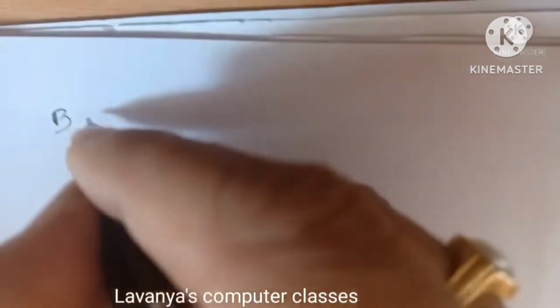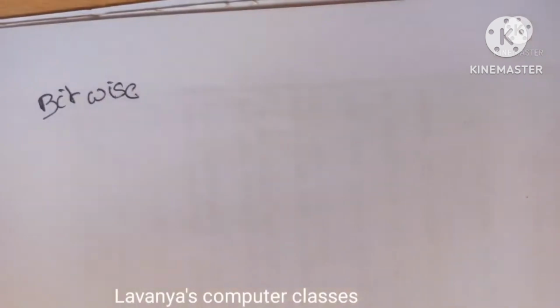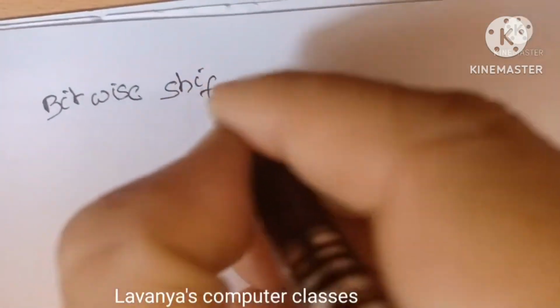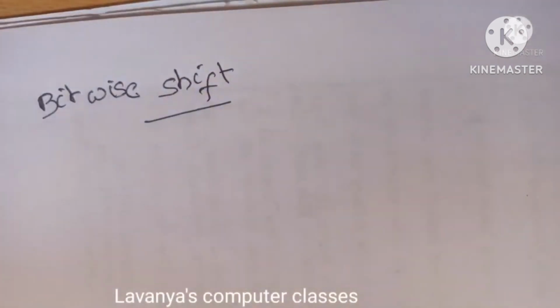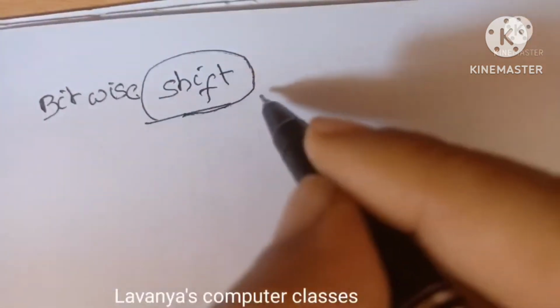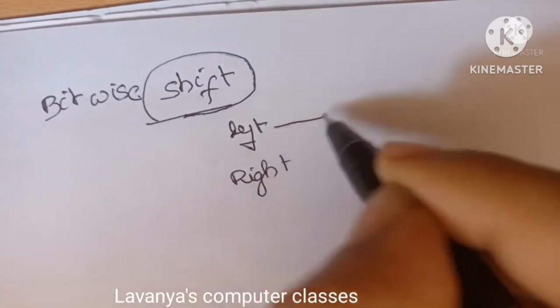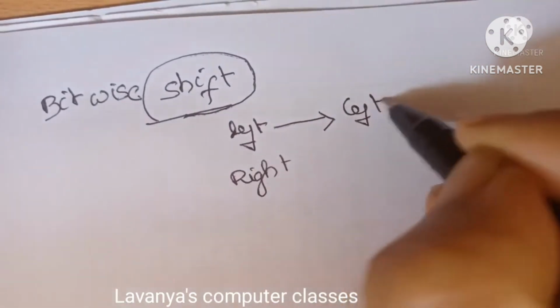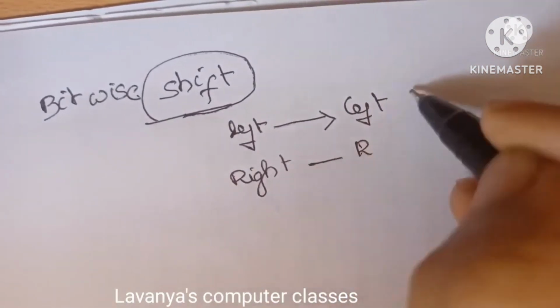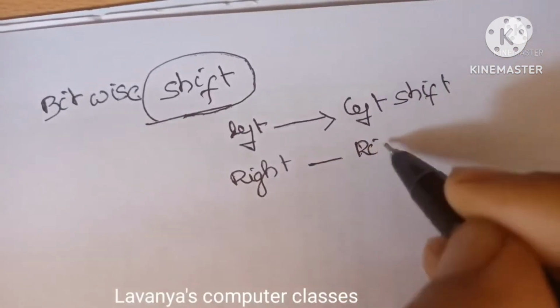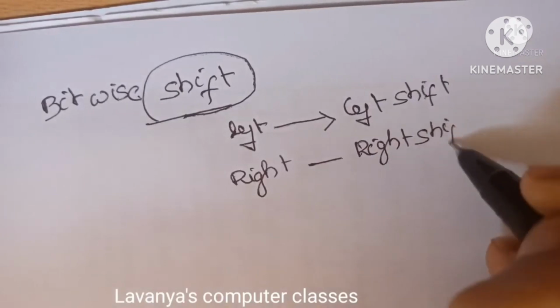Now I will explain bitwise shift operators. So what do shift operators mean? Shift operators are used for moving the bits, just shifting either left hand side or right hand side. Shifting means moving. That is called shift operators. So there are two types of shift operators, left and right shift operators. If the bits are moving left hand side, that is called left shift operator. If the bits are moving right hand side, those are called right shift operators.